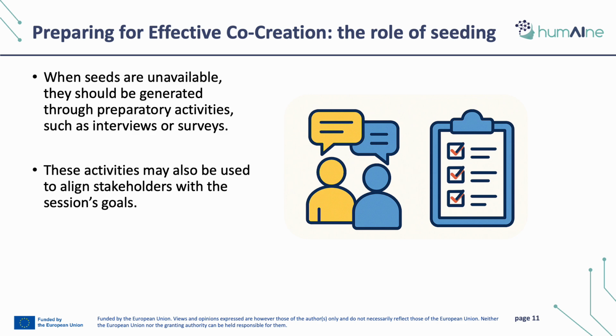When seeds are unavailable, they need to be generated through preparatory activities. For example, by conducting interviews or surveys. These activities do more than just provide missing input. They can also be used to align stakeholders with the goals of the co-creation session. That way, participants come in with a shared understanding and are better prepared to contribute. So once the seeds are in place, there are still a few more steps needed to get ready for the session.